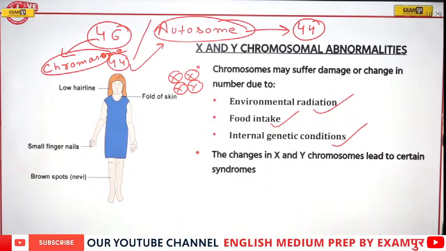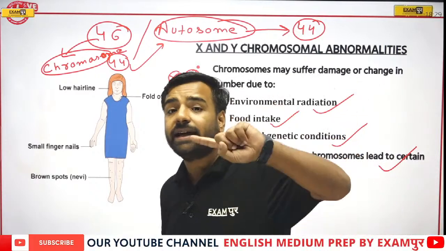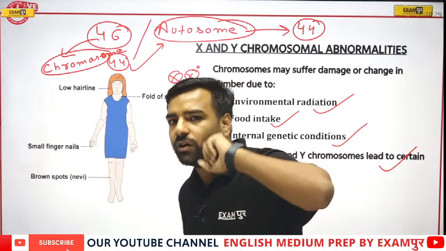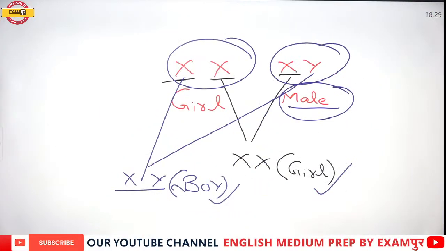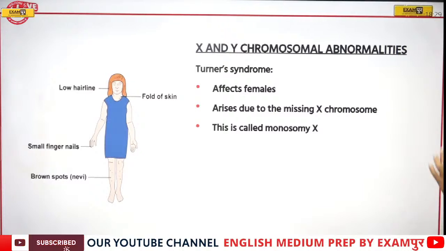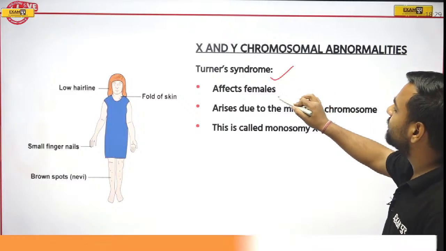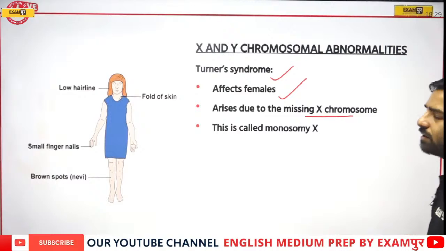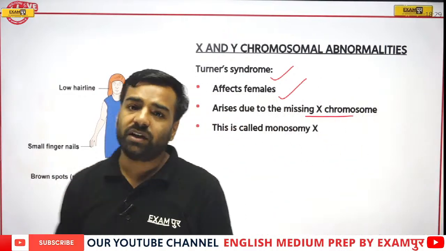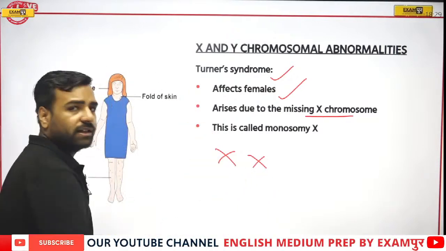Now, the changes in X and Y chromosomes lead to certain syndromes. What are they? We understood: single X, XXX and XXY. Let's have a look. First of all, if I talk about X and Y chromosomal abnormalities, if I talk about Turner syndrome, it affects the females and it arises due to a missing X chromosome. Now what will happen? For the females, we were aware that we have XX chromosomes, correct?